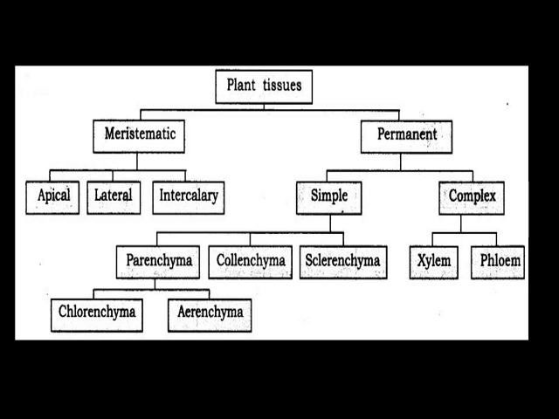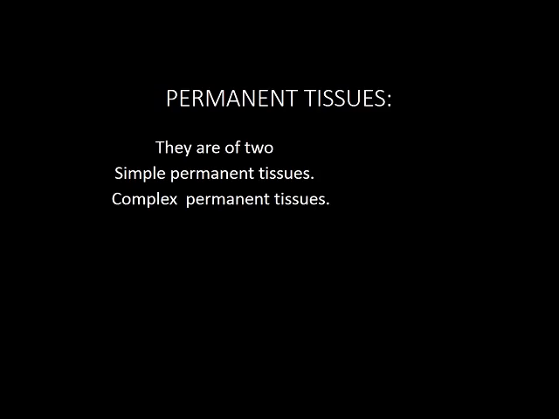Plant tissues, children, based on their ability to divide and non-divide, are of two types. Dividing tissues are called meristematic, and non-dividing are called permanent tissue. When we study permanent tissue, we find that based on their structure and function, they are again of two types, simple permanent tissue and complex permanent tissue. So our topic for today is complex permanent tissue.